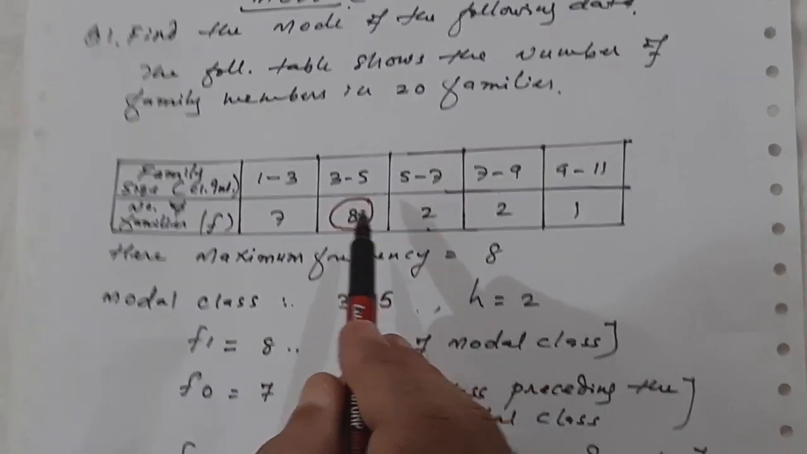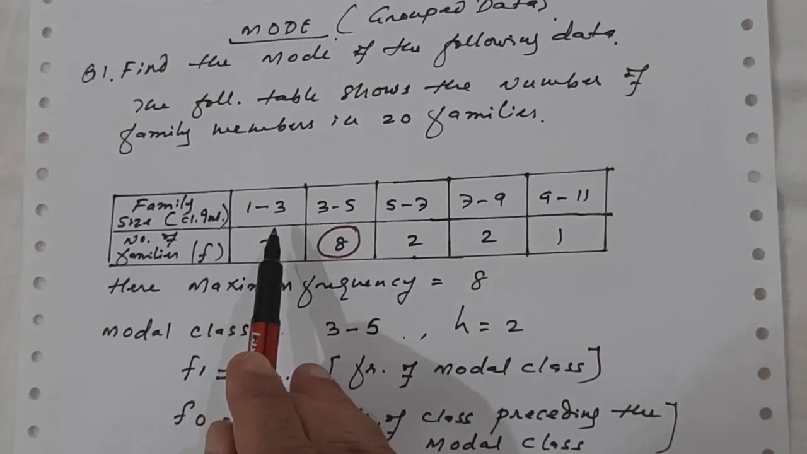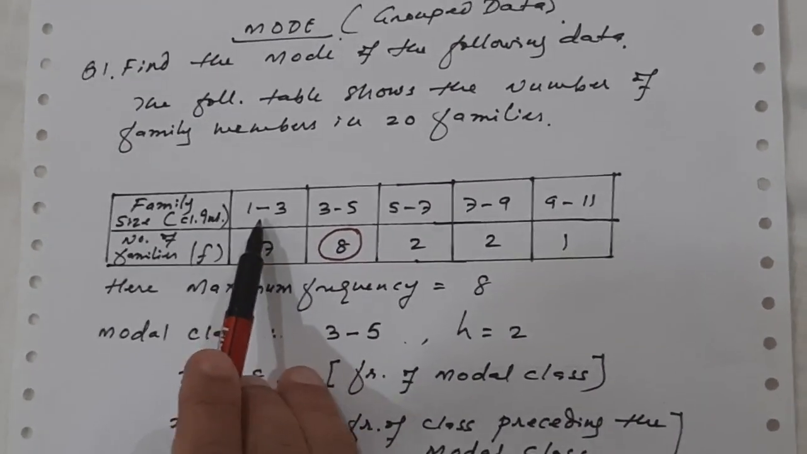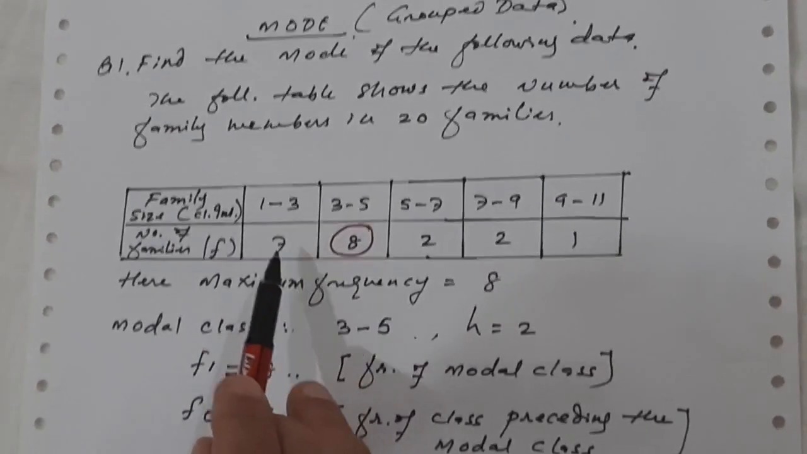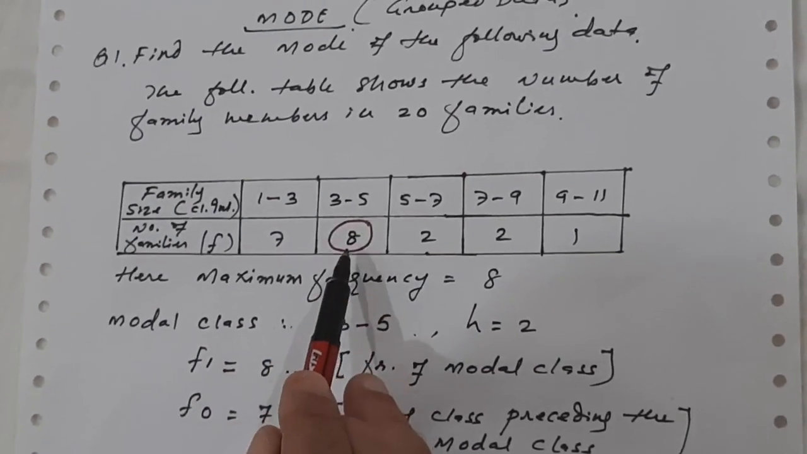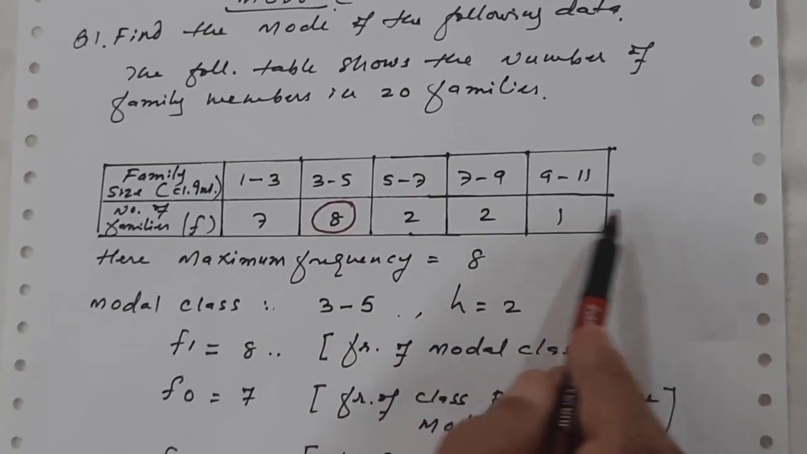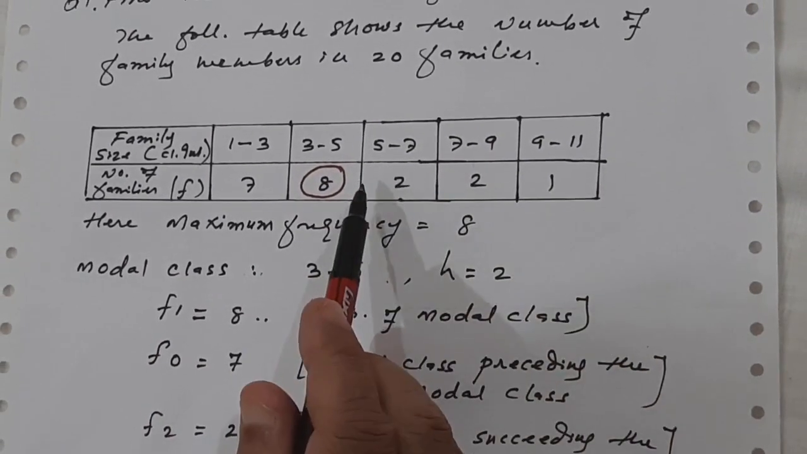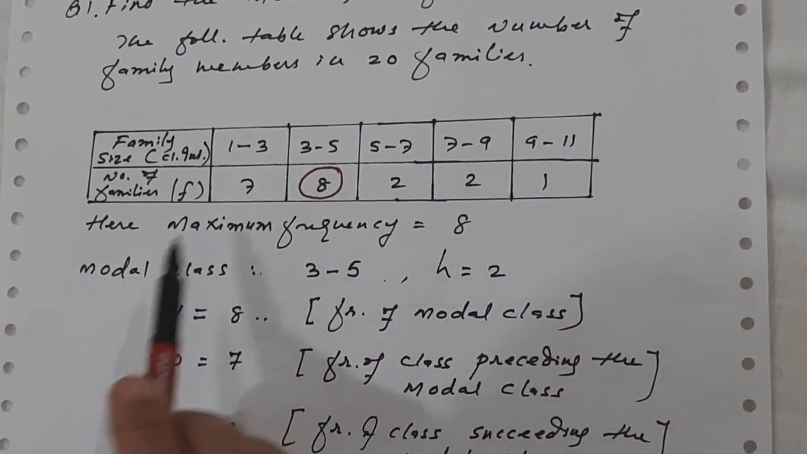The table shows the number of family members in 20 families. The class interval shows the number of family members: 1 to 3 there are 7 families, 3 to 5 there are 8 families, 5 to 7 there are 2, and so on. You know that we have done this in the 9th standard, that is ungrouped data.